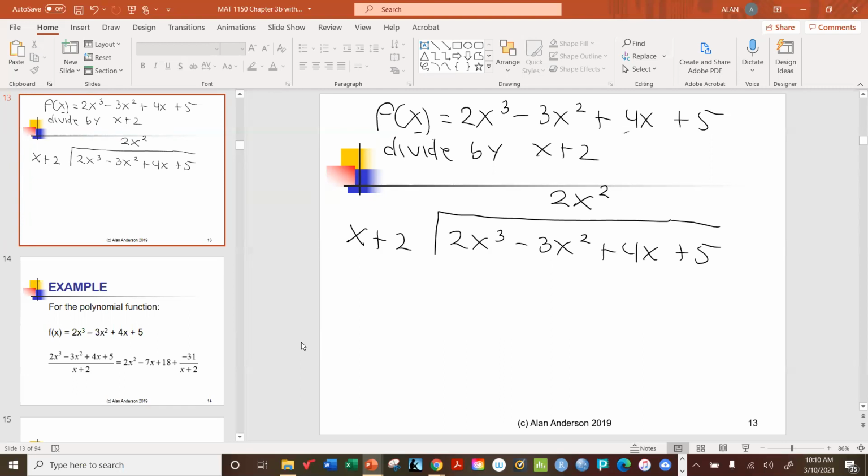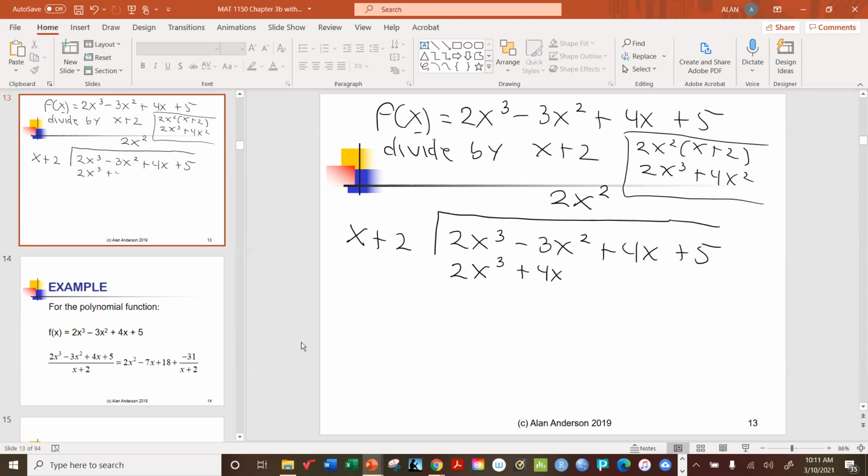I'll try to hide this over on the side here. If you multiply this expression by 2x squared, you'll have 2x cubed plus 4x squared. So I'm going to write that down here. 2x cubed plus 4x squared.